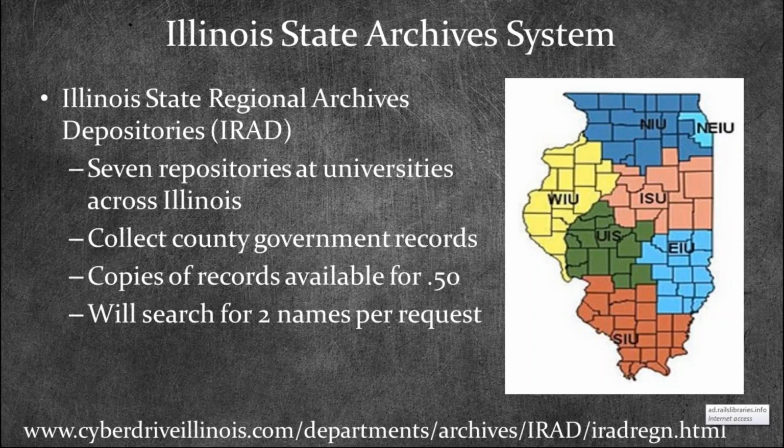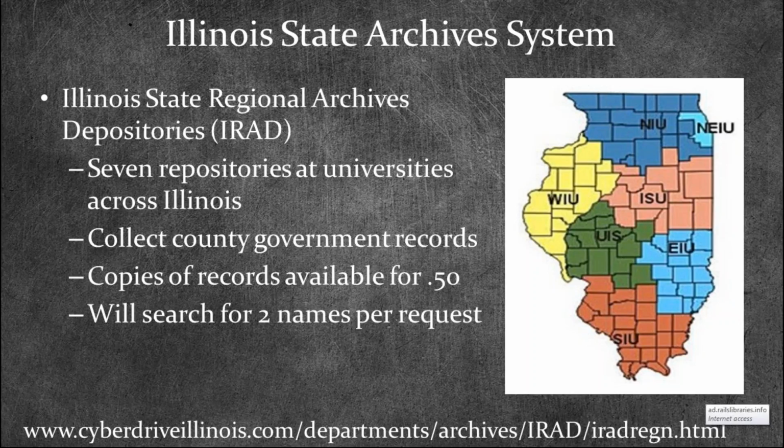Like ISU would collect things for McLean County and Logan County. What's neat about the IRAD system is that they will copy records for you for up to 2 names per request. So you can't have your patron contact them and say, give me everything on the Smiths in Union County. They're not going to do that. But if you say, I would like information on John and Anna Smith from Union County, then they'll do a search for you. The first 2 pages are free. So any 2 copies they make, the first 2 will be free. And then it's only 50 cents after that.